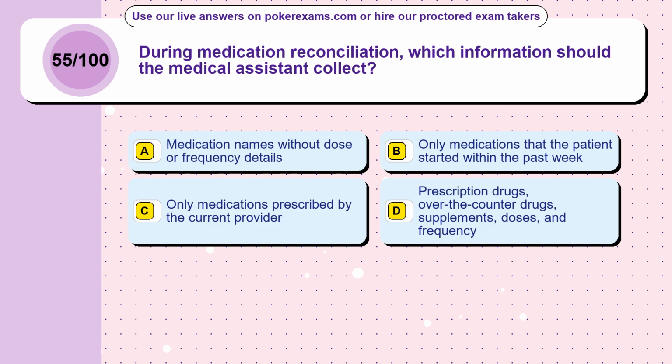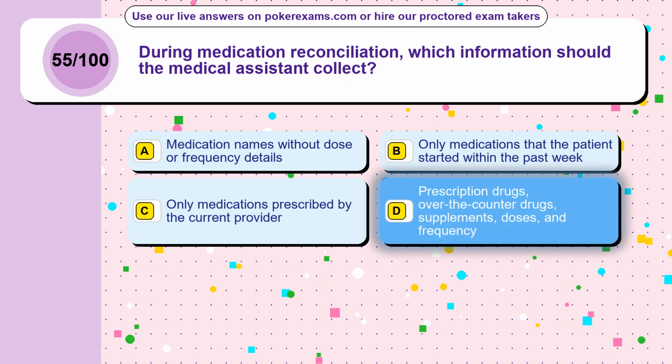Question 55. During medication reconciliation, which information should the medical assistant collect? Option A. Medication names without dose or frequency details. Option B. Only medications that the patient started within the past week. Option C. Only medications prescribed by the current provider. Option D. Prescription drugs, over-the-counter drugs, supplements, doses, and frequency.